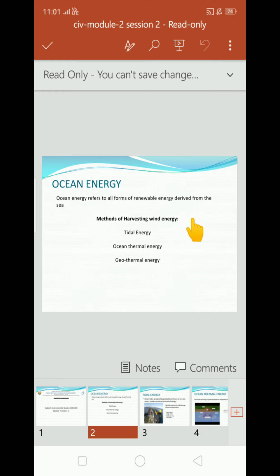Okay, so coming to the definition, ocean energy refers to all forms of renewable energy derived from the sea. Below I have mentioned the forms of ocean energy: tidal energy, ocean thermal energy and geothermal energy. All forms of energy from the oceans are still at an early stage of commercialization. Okay, so the first one we are going to see is tidal energy.